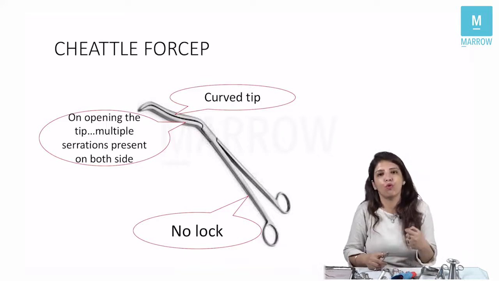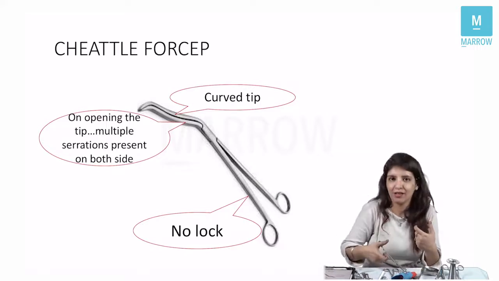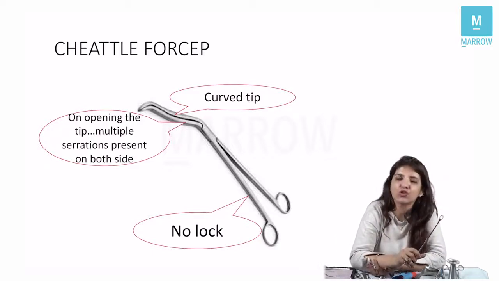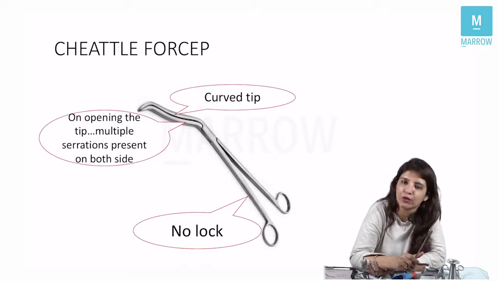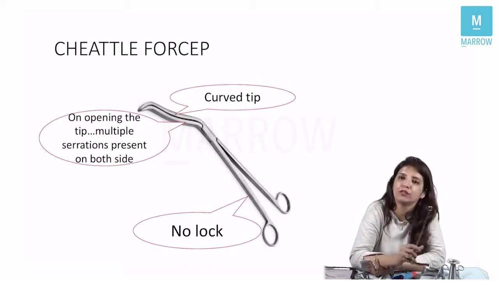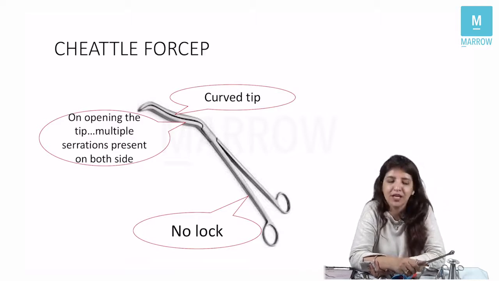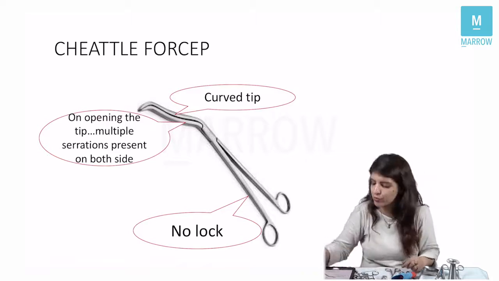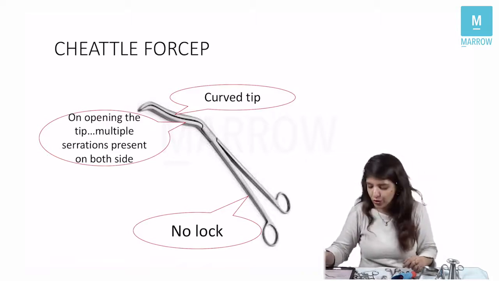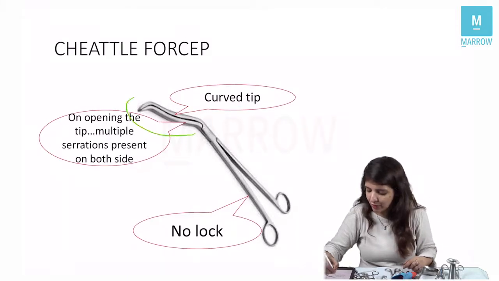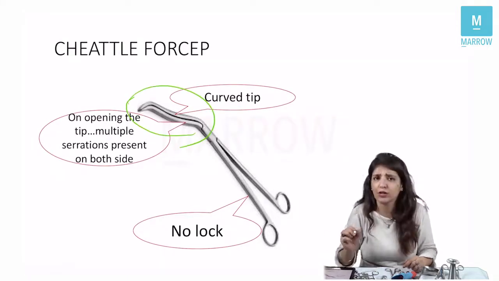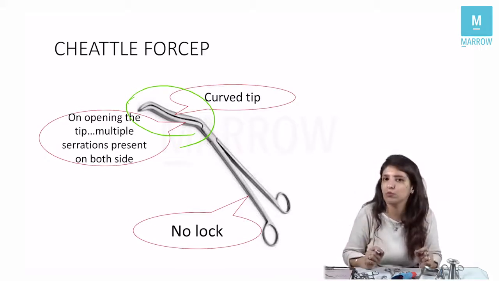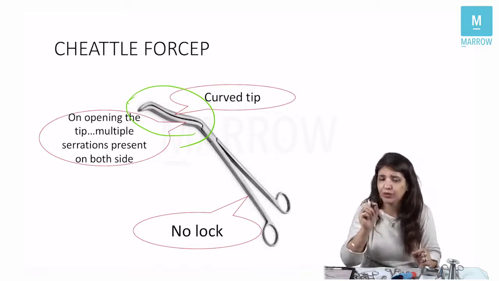Now, in order to hold sponges, in order to paint or to hold a swab, you were using a sponge holding forceps. What about transferring the instrument from the boiler? If you have to transfer a sterile instrument from the boiler, then the forceps which you use is a Cheatle forceps. I don't have a Cheatle forceps, so look at the image which I'm showing you. A Cheatle forceps has a curved tip. It's very easy to recognize. It will have a curved tip, and when you open the tip, there are multiple serrations present. Very typical tip, right?